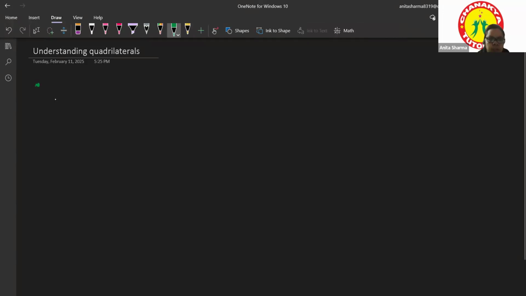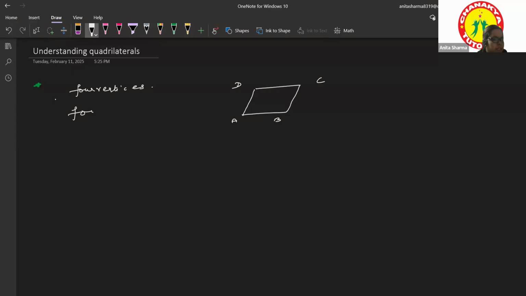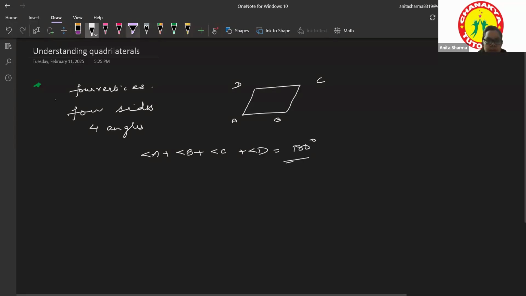So, first of all, in quadrilateral, we know that a closed four-sided figure is called quadrilateral, right? In which four vertices are there, four sides, and four angles. And their angle sum property is angle A plus angle B plus angle C plus angle D will be equal to 180 degree. Oh, sorry, 360 degree, right?